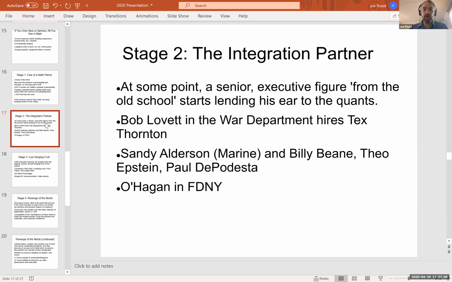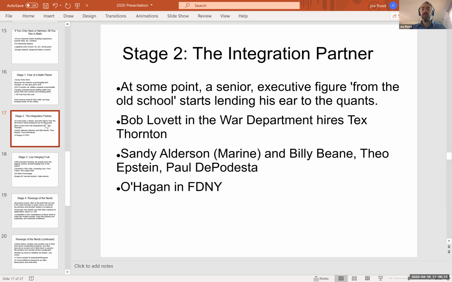And so to do that, you need an integration partner. You need somebody from the institution who probably represents and has power and sway with the old organization and structure, who is forward thinking, who is interested in these new statistical modeling and things like that, who is going to give their ear to the quants, to the statistical planners.